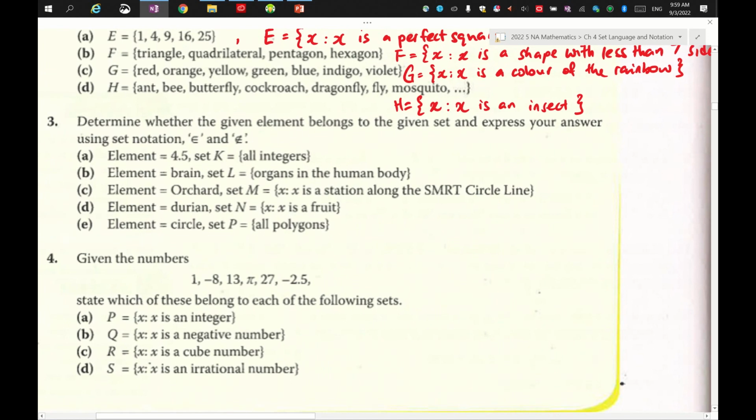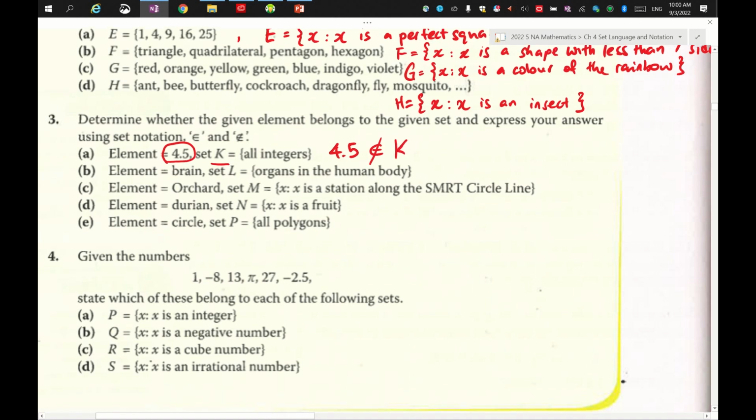Okay, let's try question 3. Determine whether the element belongs to the set and express your answer using set notation. Using this, it's an element versus it's not an element. Is 4.5 an element of K, where K contains all integers? No, 4.5 is not an integer. So 4.5 is not an element of capital K.